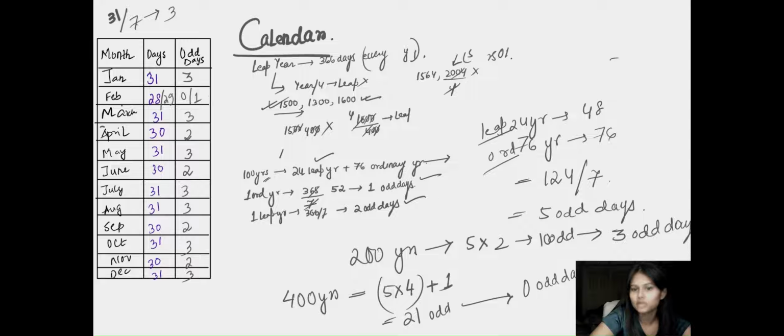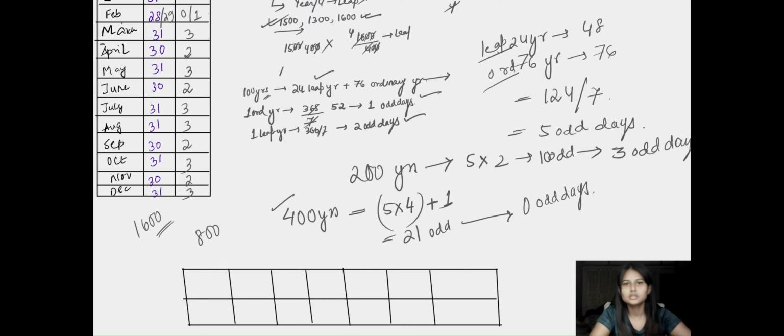So this is an important fact: for every 400-year cycle, the number of odd days becomes 0. Like 400, 800 or 1600, these have 0 odd days. Like from 1200 to 1600, if someone asks how many odd days there are, it is 0 odd days. All right. Now, sometimes a reference date and the day of the week it falls on will be given, and we have to find out which day of the week a given date is.